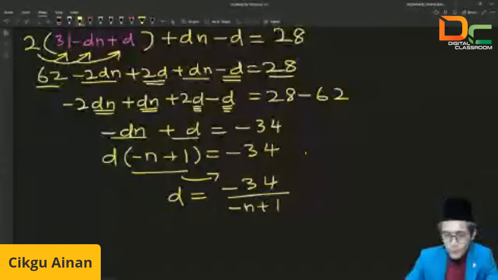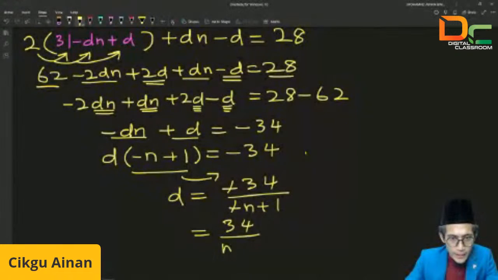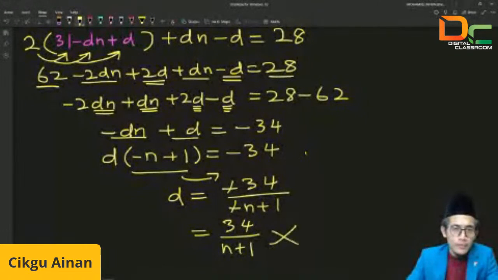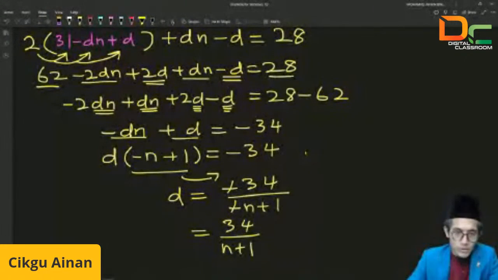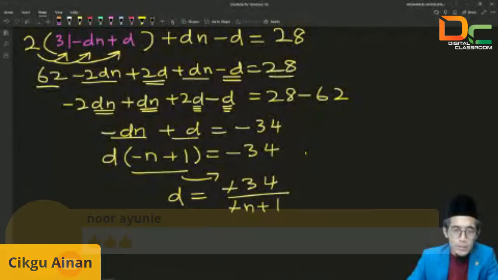What is the example of the potong? Let's see. You potong like this and then the answer will be 34 over n plus 1. If you do like this, memang cerah masa depan. Okay? This is wrong. Jangan tengok minus dekat depan saja, you can potong right away. It is very wrong. So please pay attention. Okay, so how to do?